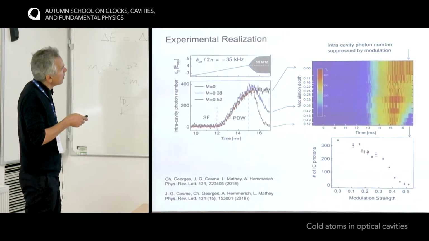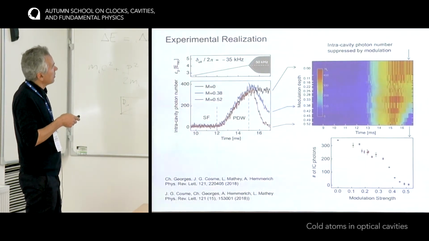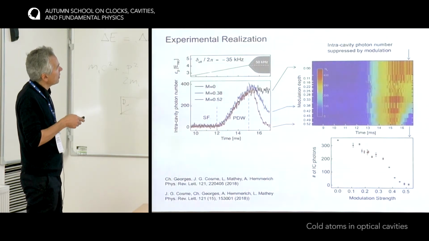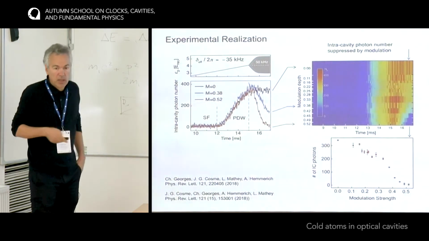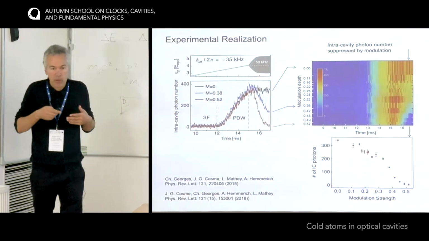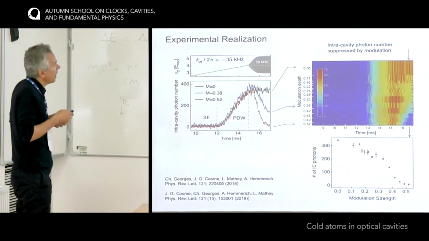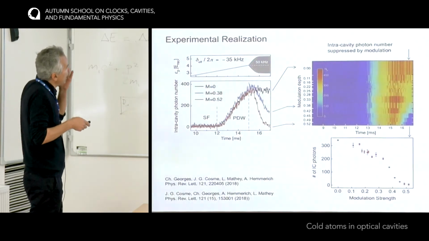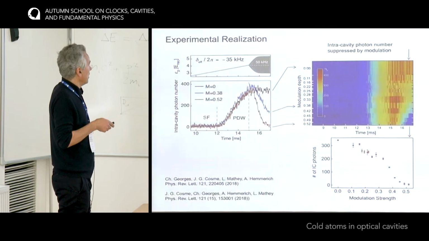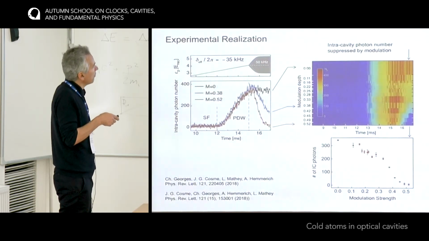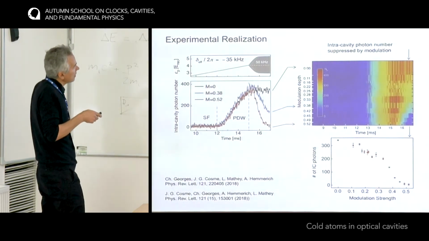So here is the experimental procedure shown. At this point, the DC pump strength is increased, and at this point here the modulation starts with 50 kilohertz. So there are two frequencies in the pump at that point, 50 kilohertz apart. And you see what happens in the experiment. We are looking at the intracavity photon number here for 3 different modulation indices.